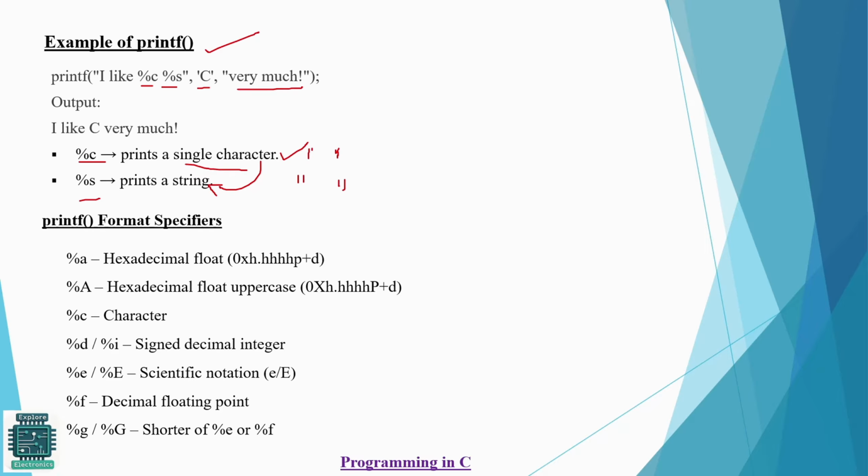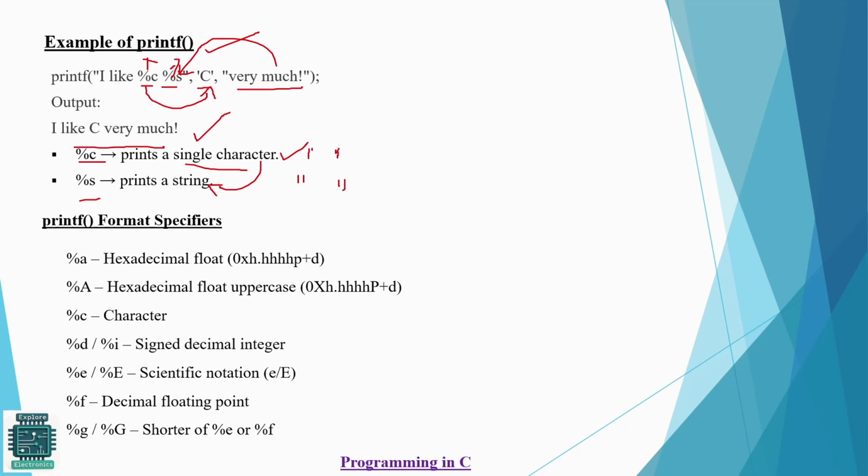Here you can see the character is mentioned using a single quote, with %c, meaning a single unit of text. But here you can see a collection of characters, mentioned using %s. So %c is a character and %s is a string. This is an example of printf. If we run this program, we will get the output: I like C very much.